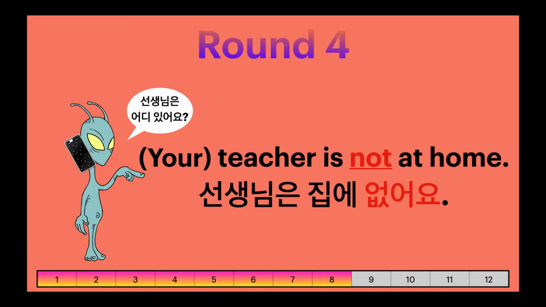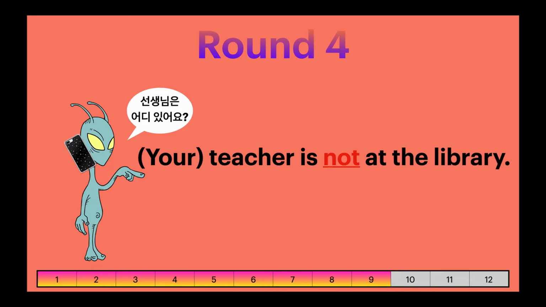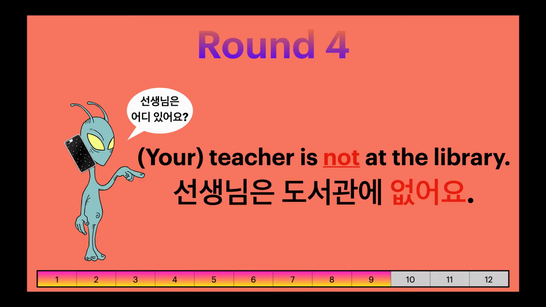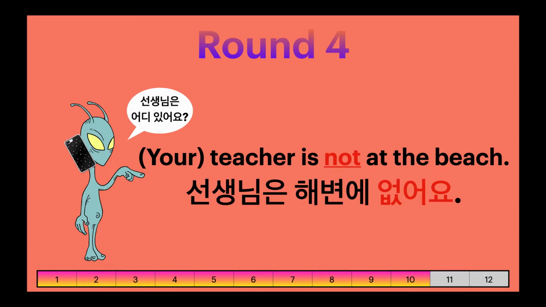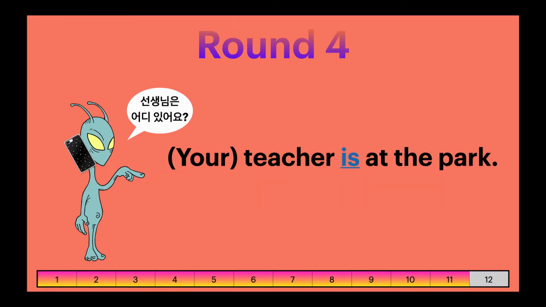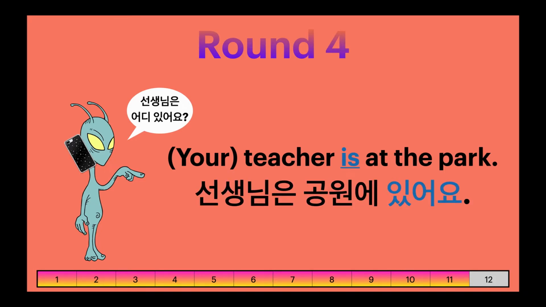선생님은 집에 없어요. And your teacher is not at the library. 선생님은 도서관에 없어요. Your teacher is not at the beach. 선생님은 해변에 없어요. Oh, that's right. Your teacher is at the park. 선생님은 공원에 있어요.